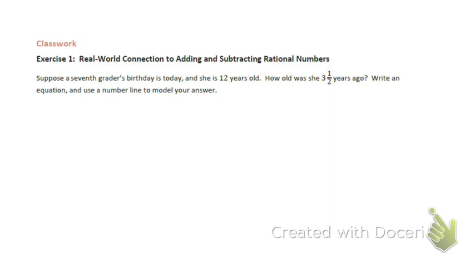Looking at the first problem, again, this is lesson 7, if you guys aren't there. It says, suppose the 7th grader's birthday is today. She is 12 years old. How old was she 3.5 years ago? Here it says, write an equation and use the number line to model your answer.